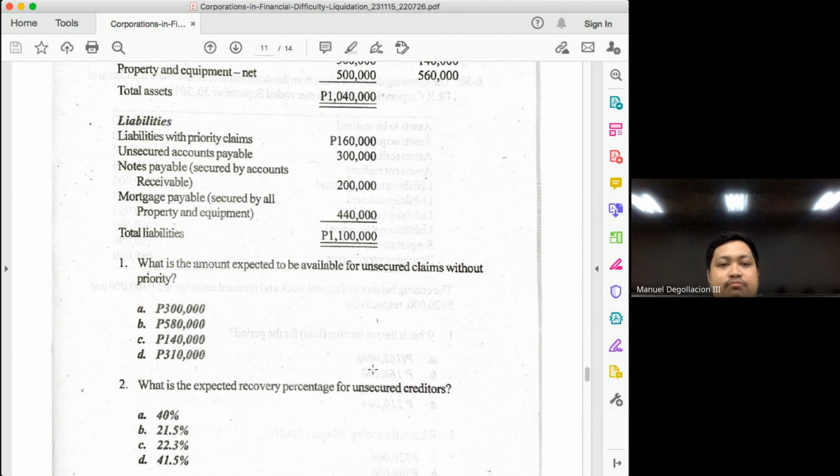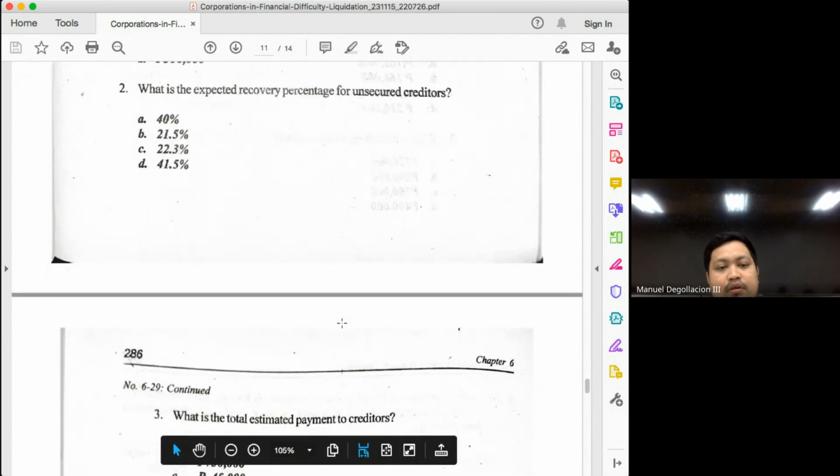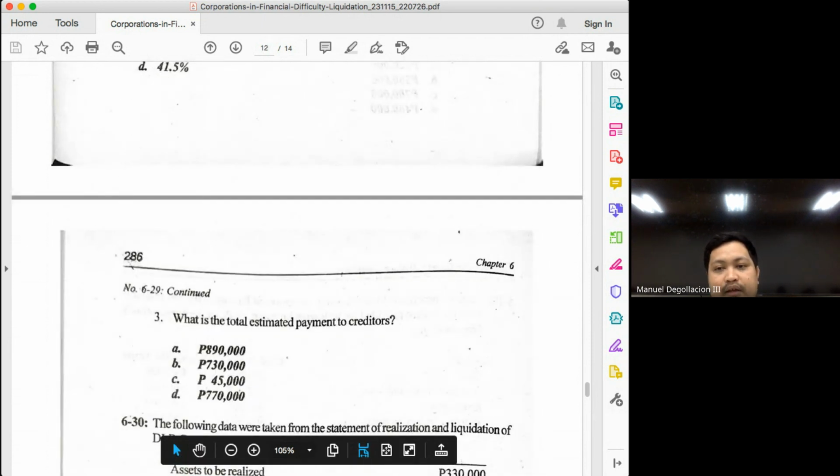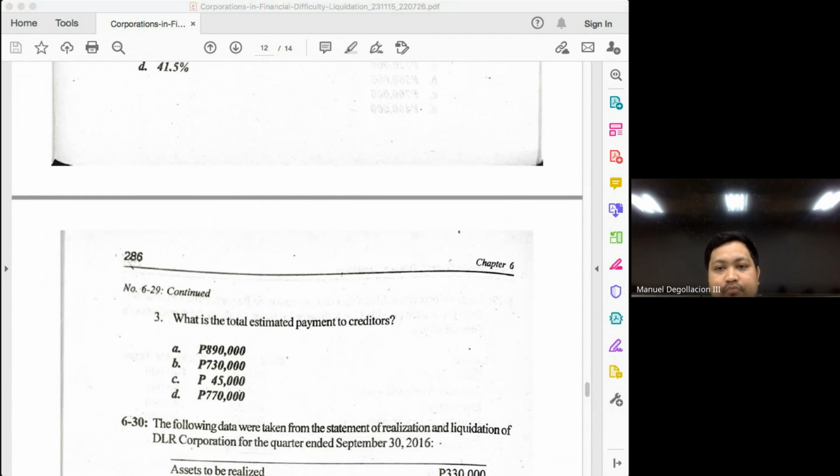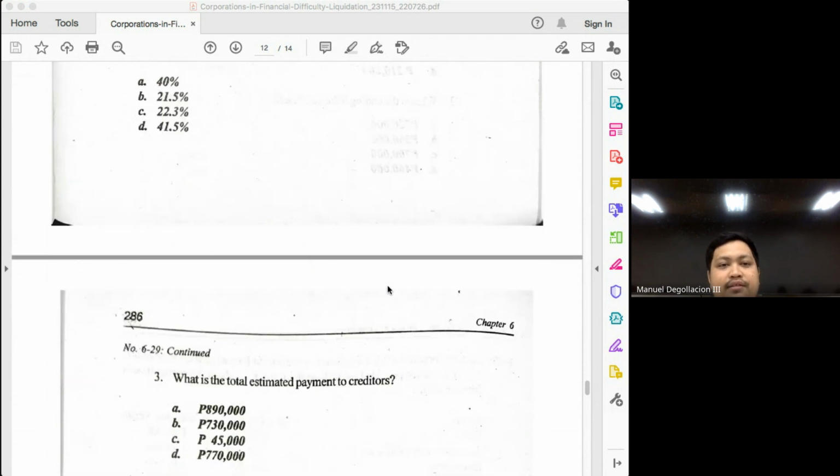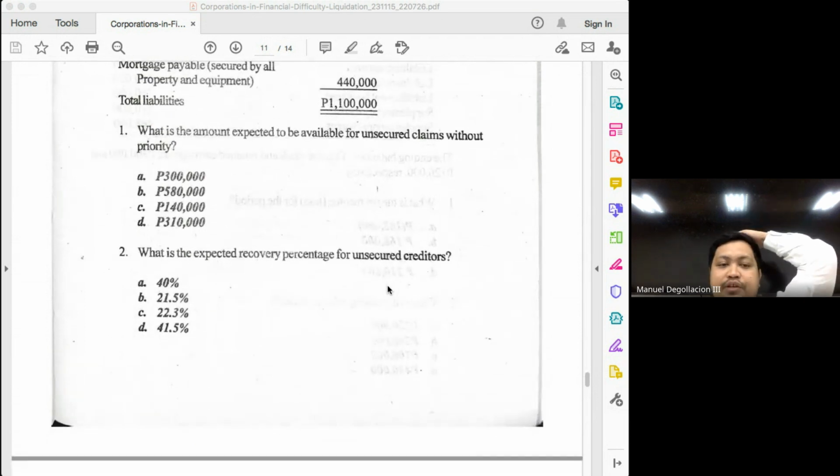440 plus 160. And then the payments to accounts payable, class, 120. So 440 plus 160 plus 120 plus 170, how much will that give us? 800. And that will already be the answer to number 3, class. Now the question, so the answer number 3 is 890.